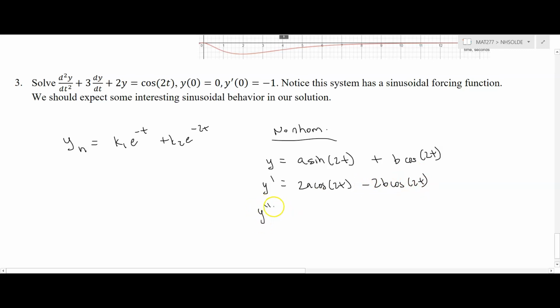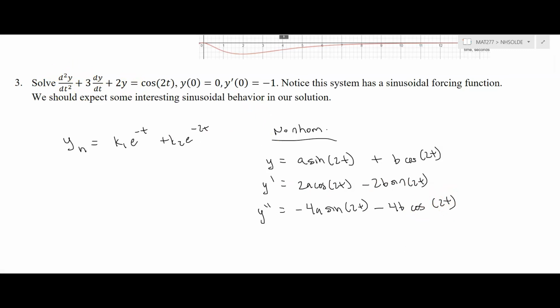and its second derivative is going to be negative 4a sine 2t, and this one should have become sine up here. So the derivative of cosine is negative sine. And so the derivative of that would be negative 4b cosine of 2t.